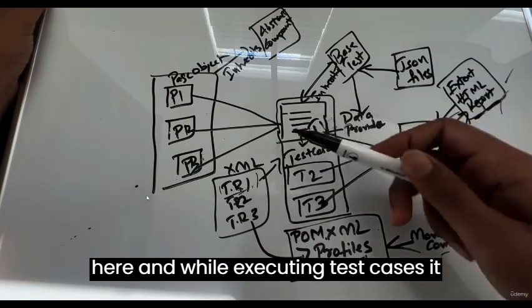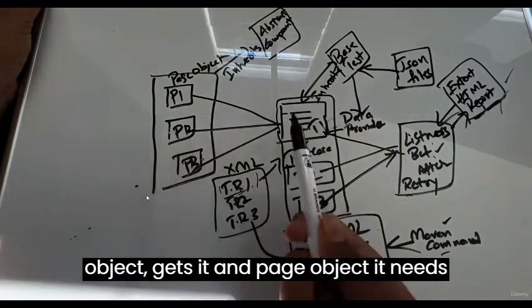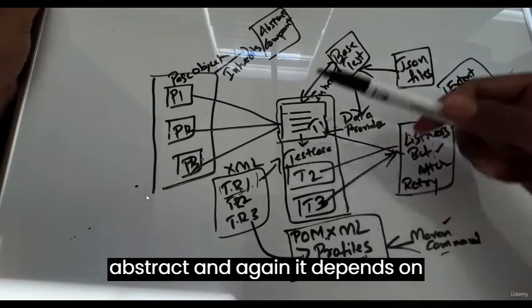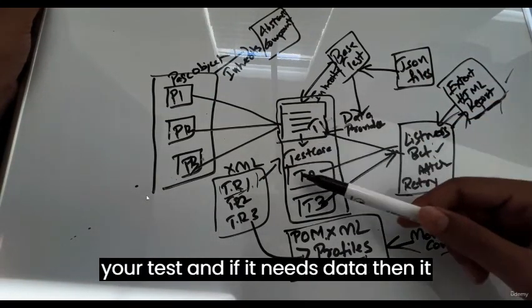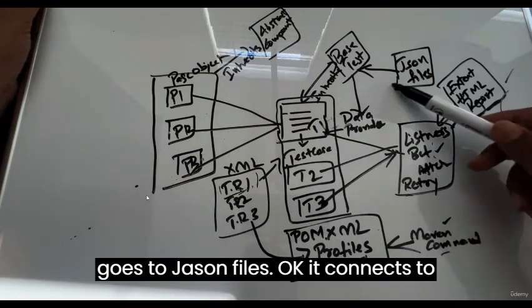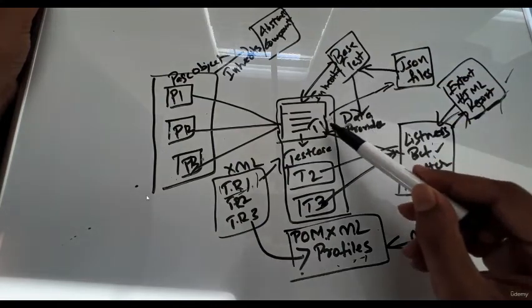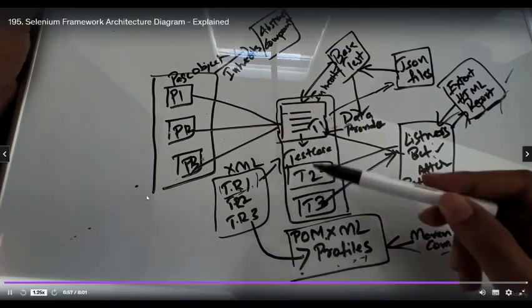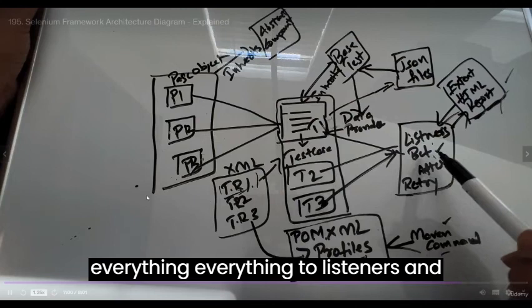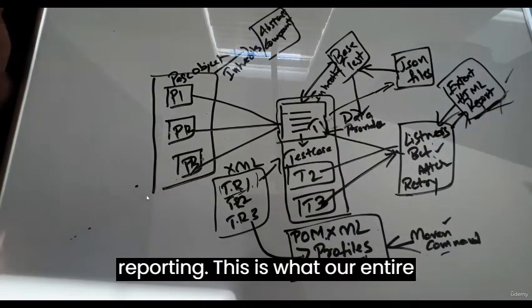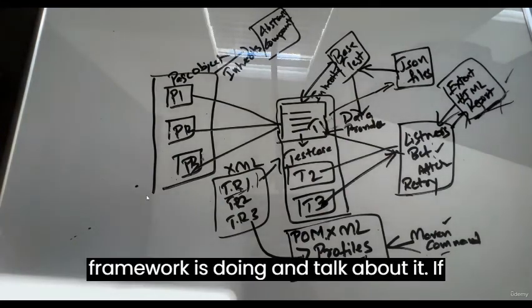And while executing test cases, it needs page object, so it goes to page object, gets it. And page object, if it needs any reusable thing, then they go to abstract. And again, it depends on base test to set up configurations for your test to run. And if it needs data, then it goes to JSON files. Okay, it connects to JSON files and then goes to base test and does data provider hash map, and finally test will be fed. And while the process of execution, it reports everything to listeners, and listeners report to extent HTML reporting. Okay, this is what our entire framework is doing.